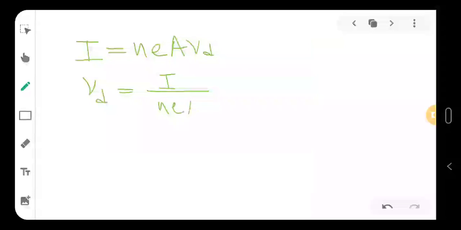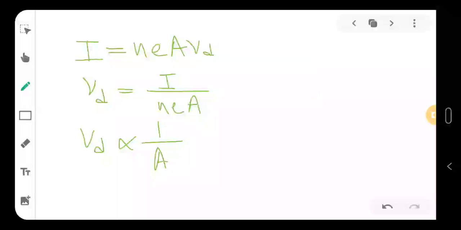We know that I is equal to N E A V D. So I can say that V D is I by N E A. So what are the things that this V D depends on? We know that the drift velocity is inversely proportional to the area. That means if I have a thick wire, then V D will be less. So the more the area, the less V D will be.